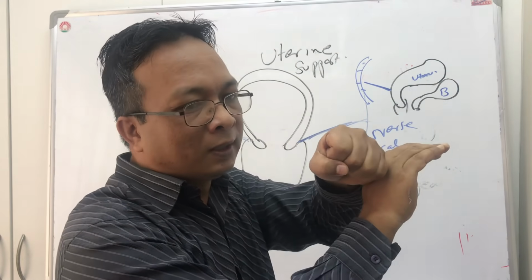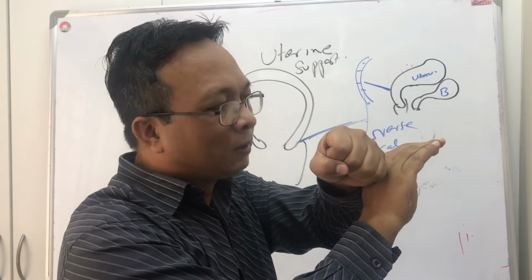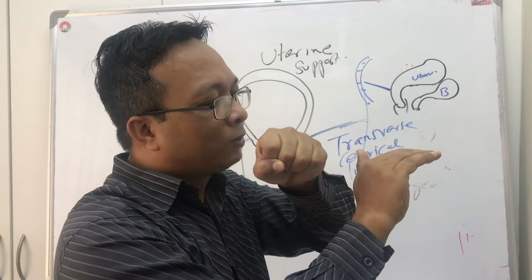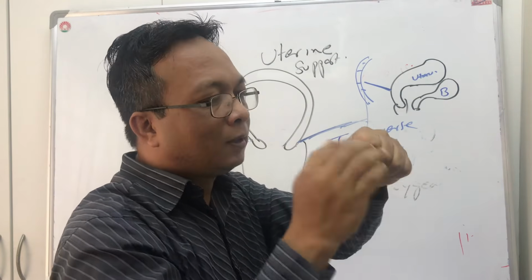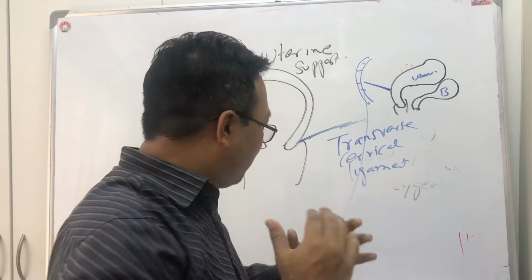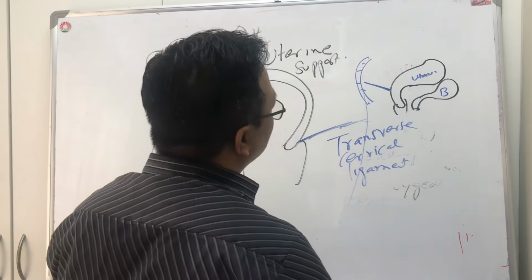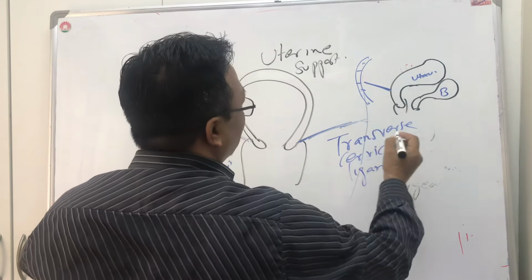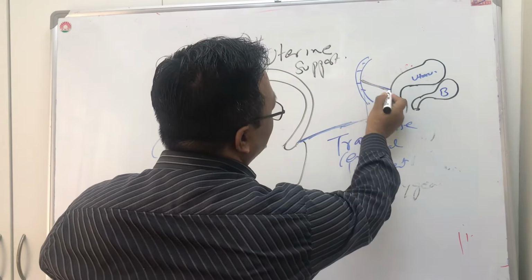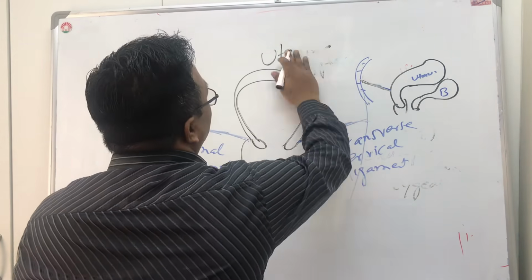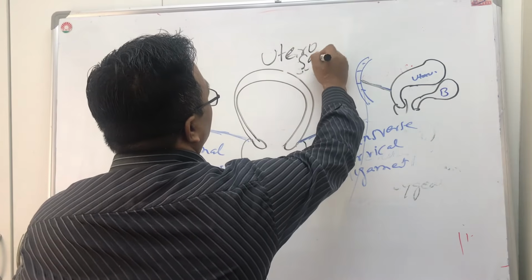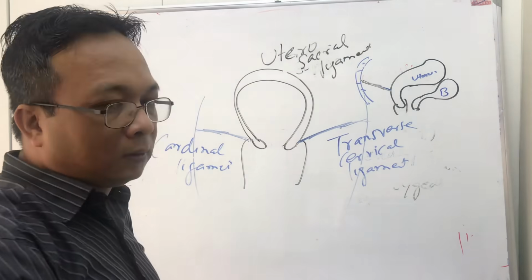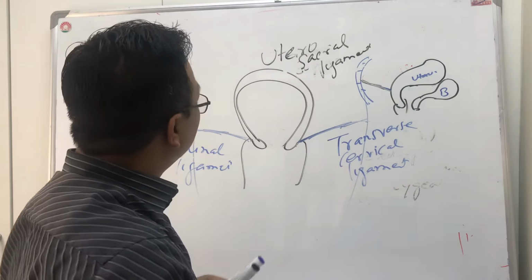How? Because there is something here giving pressure and making anteversion. This goes from the back of the uterus up to the sacrum. That is called the uterosacral ligament. So this ligament that is supporting the uterus here is the uterosacral ligament. And there should also be something from the front.